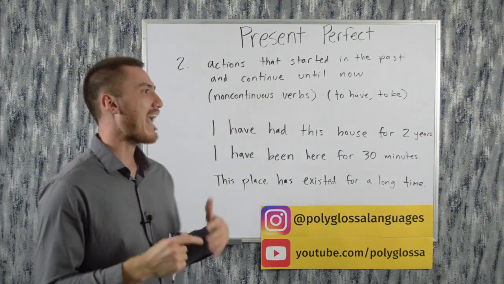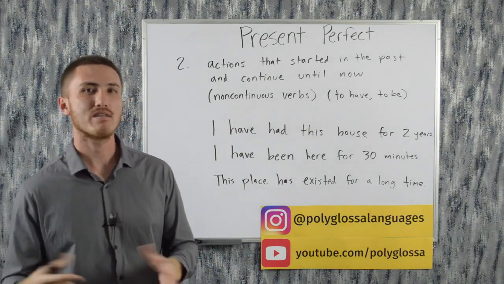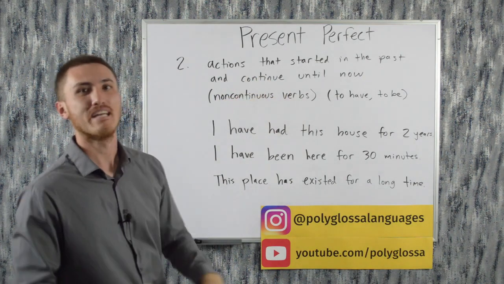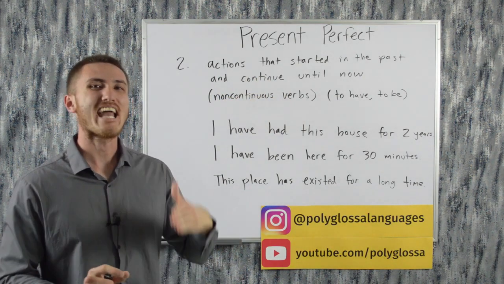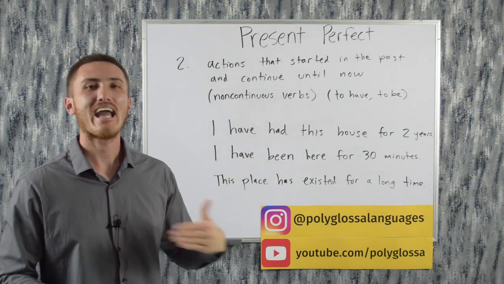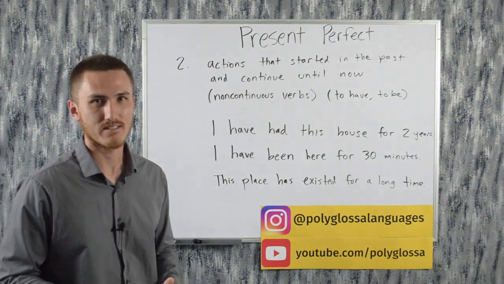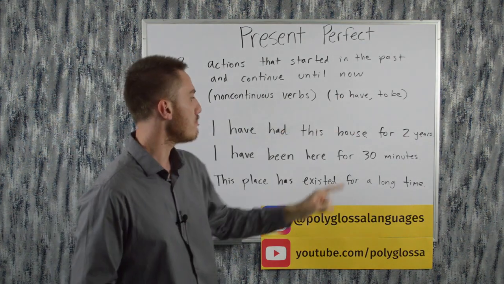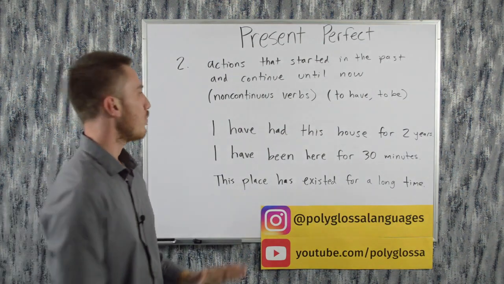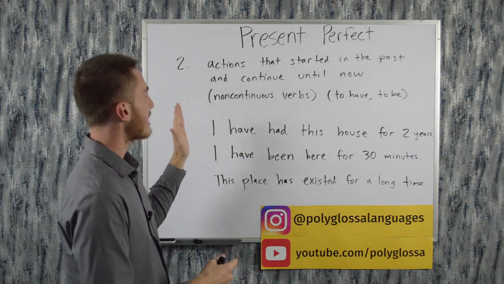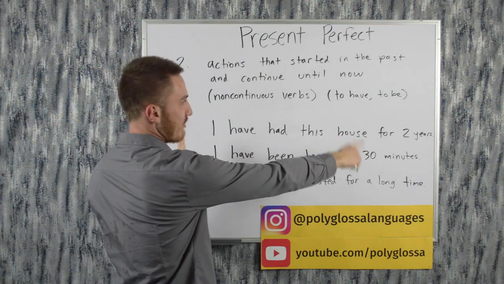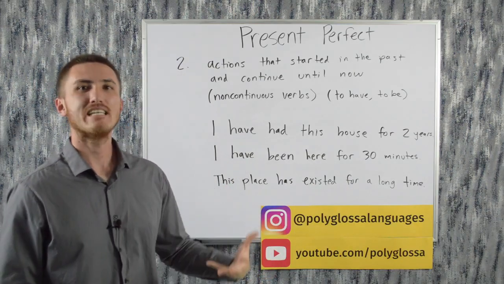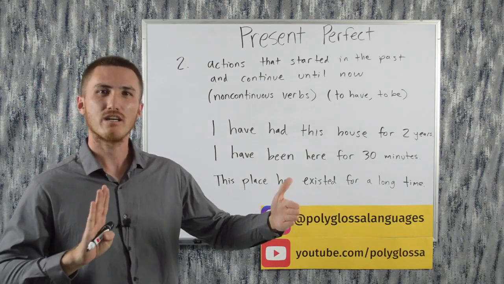For example, I have been living here for 3 years. Living is not a non-continuous verb. It's a continuous verb. So we say I have been living, right? I have been talking to you for 5 minutes. However, if we have a non-continuous verb like to have, to be, or to exist, we use the present perfect to say that that action started at a specified time in the past and continues until now. So this usage is talking about duration, the duration of time.